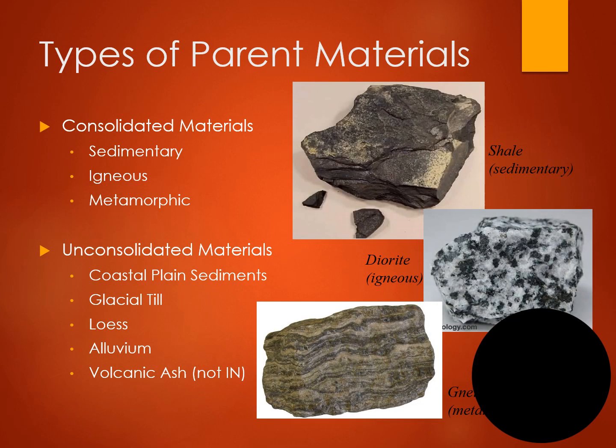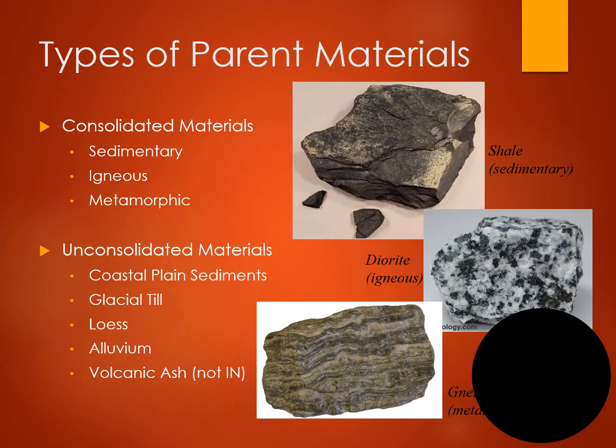There's different types of parent materials. So the consolidated easy ones to identify, those are like our sedimentary, igneous, and metamorphic rocks. So shale is a sedimentary rock, for example. Diorite is a type of igneous. A lot of people would call this granite, but it is actually called diorite. And then we have the metamorphic gneiss, which is metamorphized granite or different types of granite.